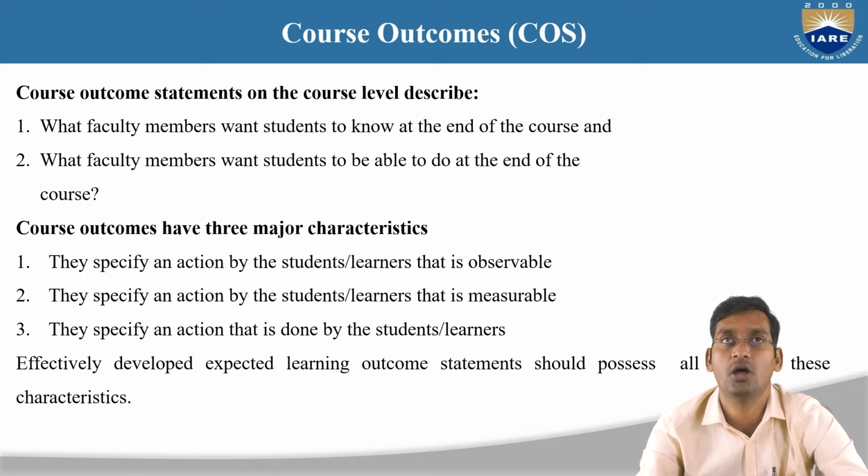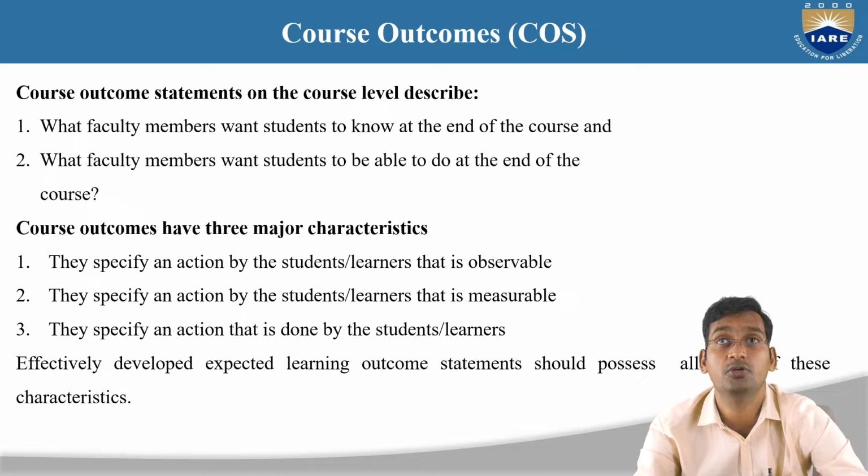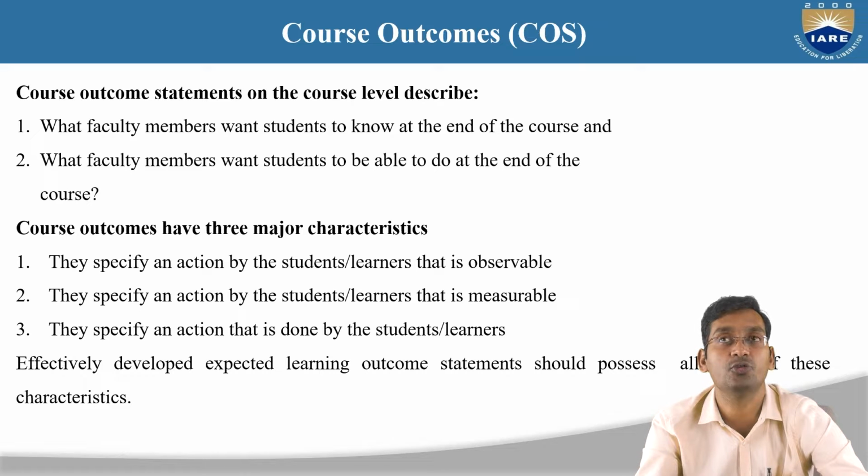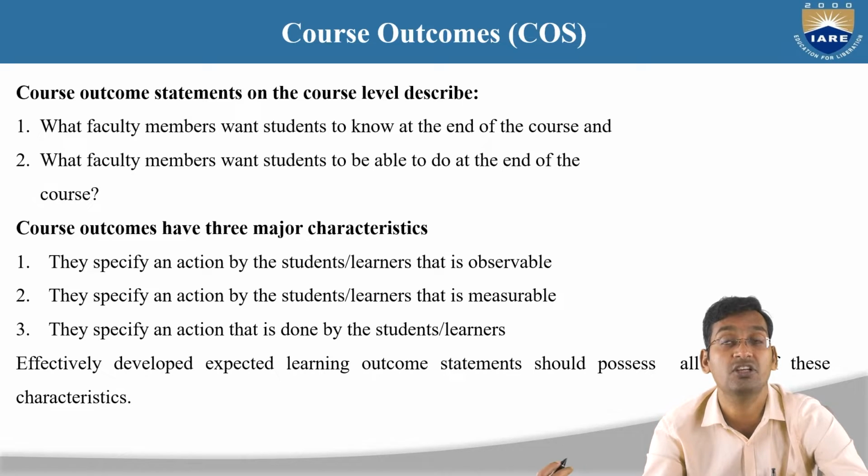Now COs, course outcomes. A course outcome statement at the course level describes what that course outcome actually is. What faculty members want a student to know at the end of the course, meaning what a teacher wants to teach the student. Next, what faculty members want a student to be able to do at the end of the course, meaning once this course finishes, what exactly a student can do, what the faculty thinks the student can do after learning this course.